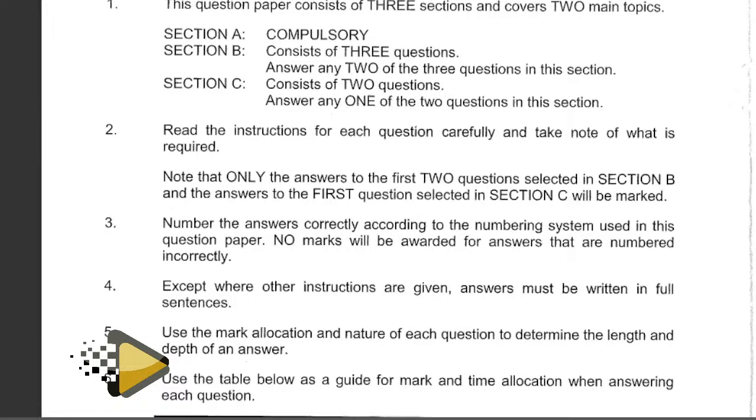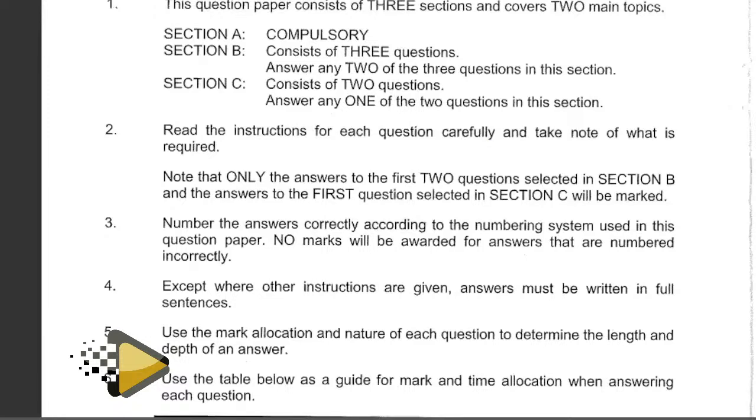Okay, right. So now, if you still remember the structure of the business studies paper, it has 3 sections: section A, section B, and section C. Section A is considered to be compulsory, and it carries 30 marks.